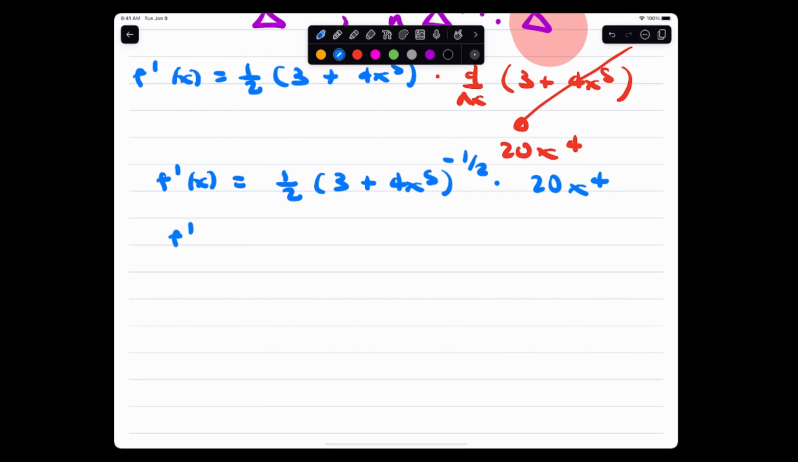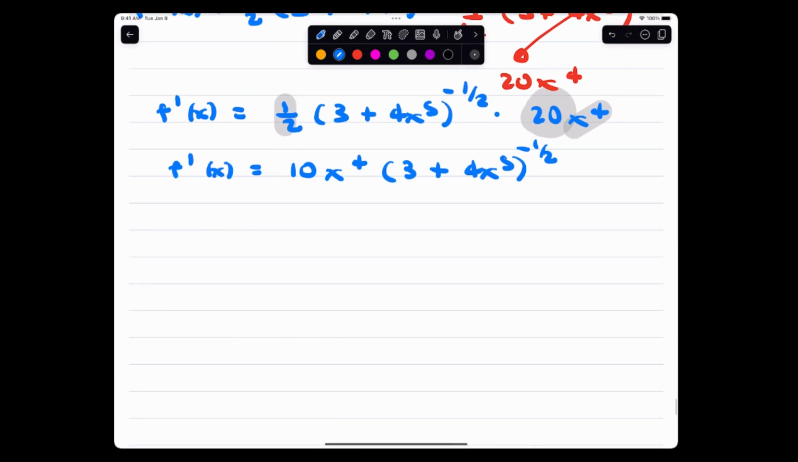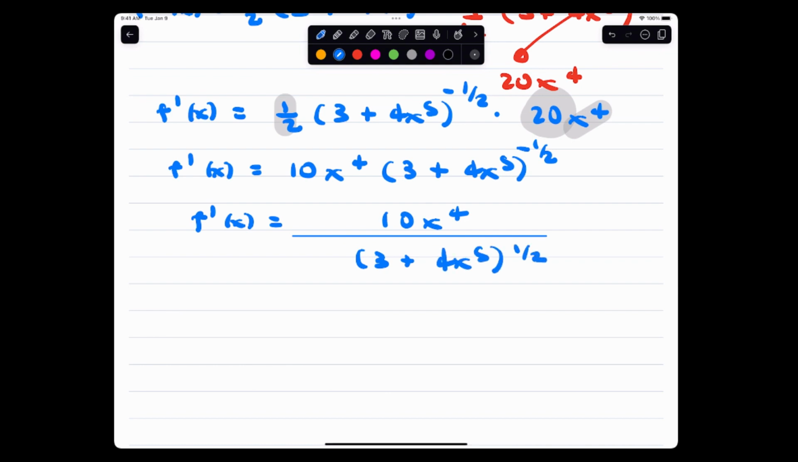Okay, now, what's going to happen with those constants? Let me share with you guys how you want to do this, okay? 1/2 times 20 is 10. Is that true? And then you keep x to the 4th over here. And then that's 3 plus 4x to the 5th to the minus 1/2. Okay? You're almost done. What do you guys do? You write this as 3 plus 4x to the 5th power to the positive 1/2, because isn't that what a negative power is right here? You guys okay with that?